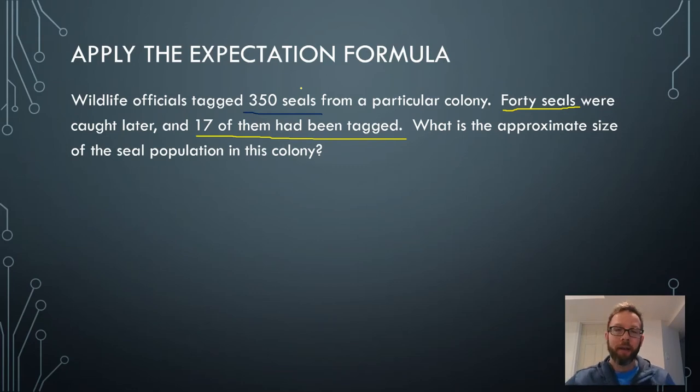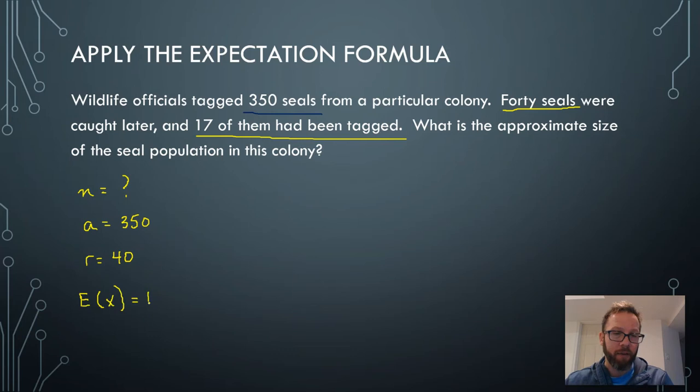So let me get a few things down here. In this question, what we don't know is the population of the seal colony. What we do know is that the number of successful or number of tagged animals is 350. We took a sample of 40 seals, r equals 40, and 17 of them have been tagged. We're going to use that as our expected value.